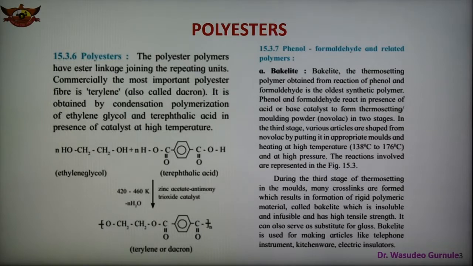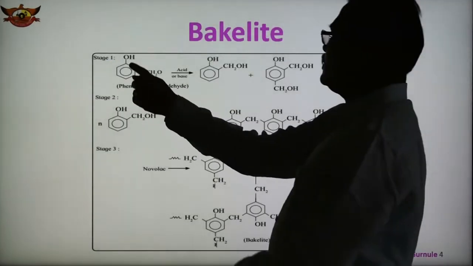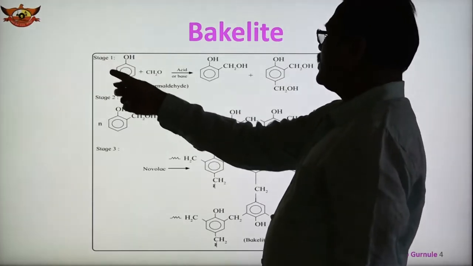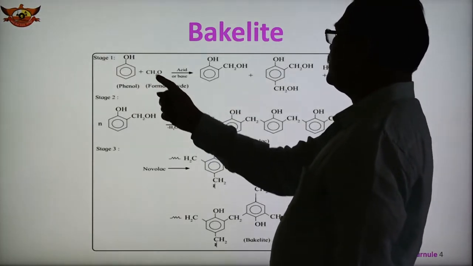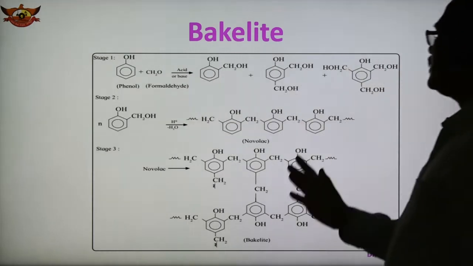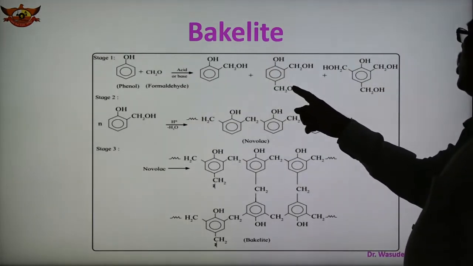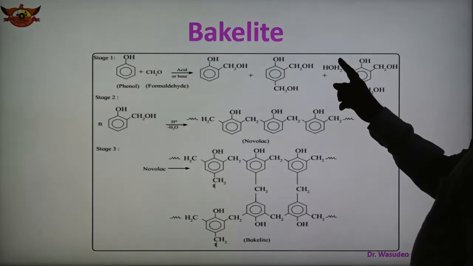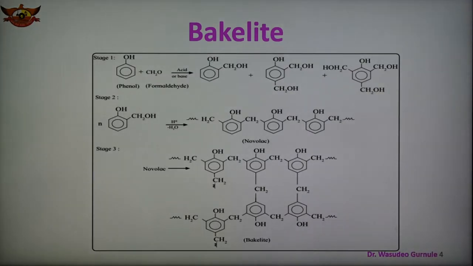The reaction involves formation of methylene bridges at the ortho, para, or both ortho and para positions, and the reaction is shown in the next slide, showing how the phenol formaldehyde polymer is obtained. This reaction takes place in 3 stages. This is phenol, and this is formaldehyde, HCHO. In the presence of acid or base, substitution occurs at the ortho, para, or 2,4,6 positions. In the first stage, ortho is the major product.